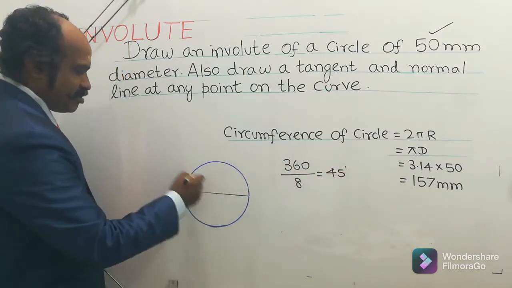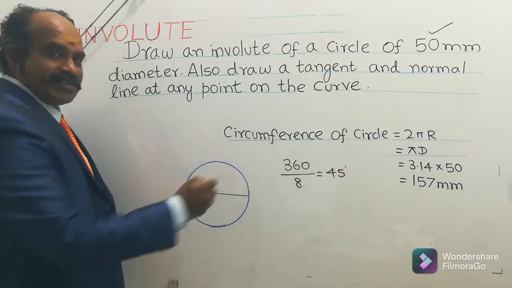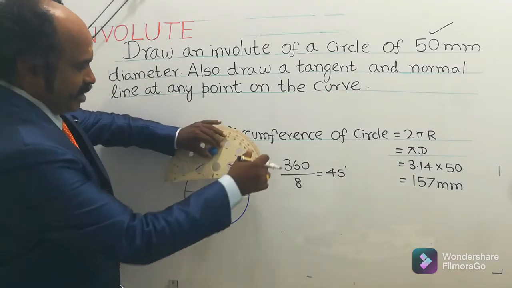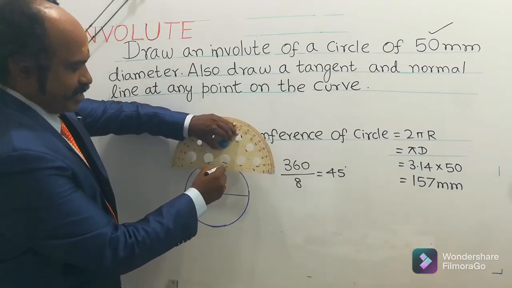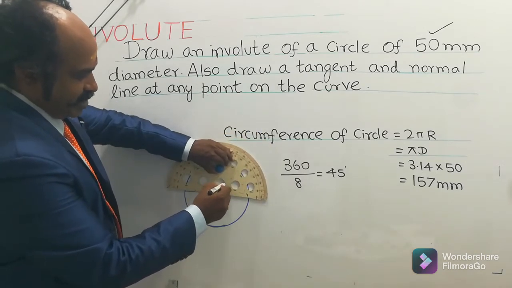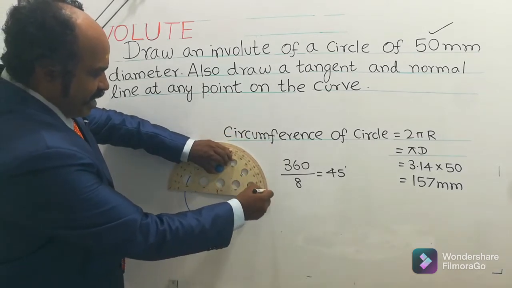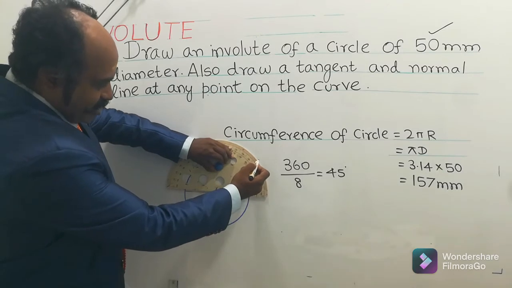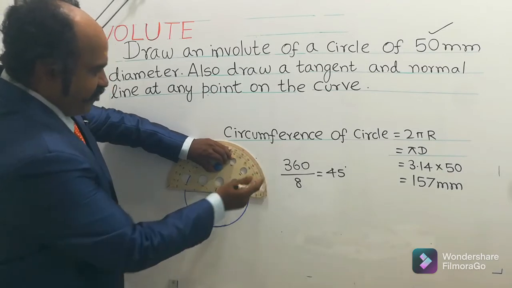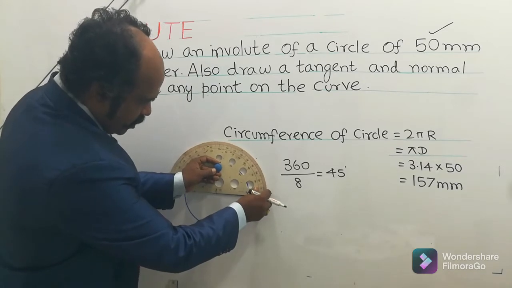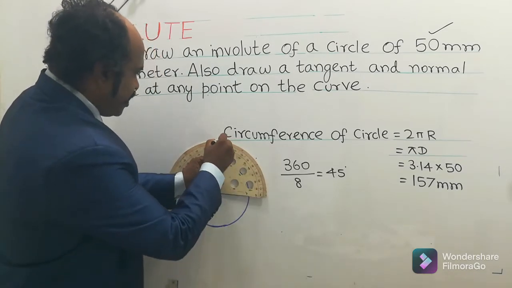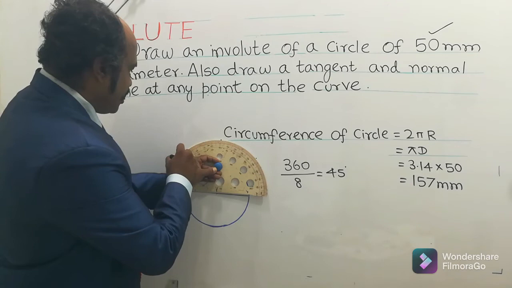Small divisions are marked under the 45 degree. Take your protractor, keep it on this diameter line at the center of the circle, with the baseline pointing. Mark an angle of 45 degrees, reading like this: 0, 10, 20, 30, 45. Put a point at 45. Then 45 plus 45 will be 90. Understand? So 90 plus 45 is 135.